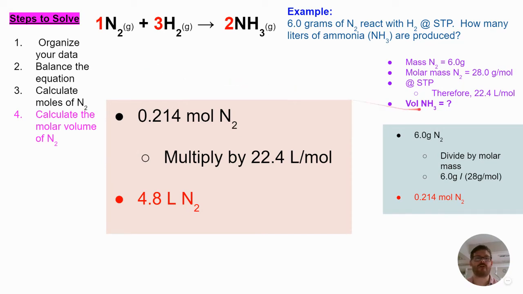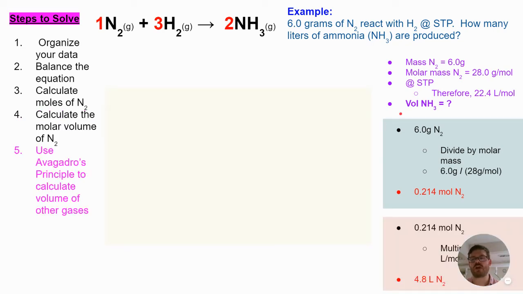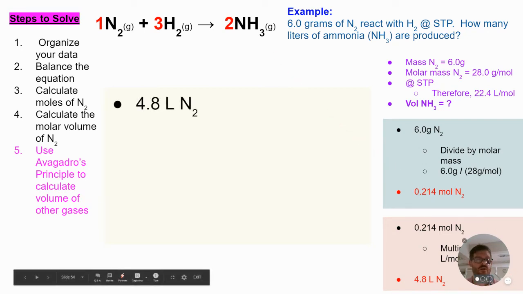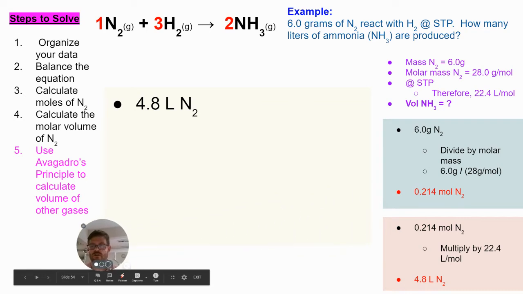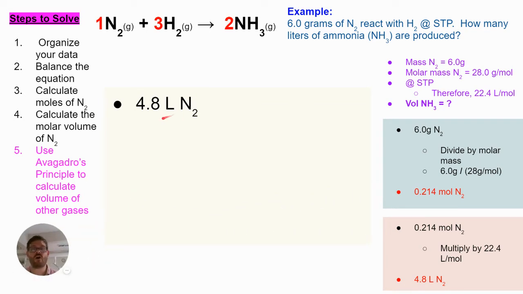But ultimately, we want to find the volume of the ammonia. So next, we're going to use Avogadro's principle to calculate the volume of any other gases. And we want ammonia. So at this point, we know our volume of nitrogen. And so we're going to use the mole ratios of our equation to find out how many moles or how many volumes of ammonia we have.